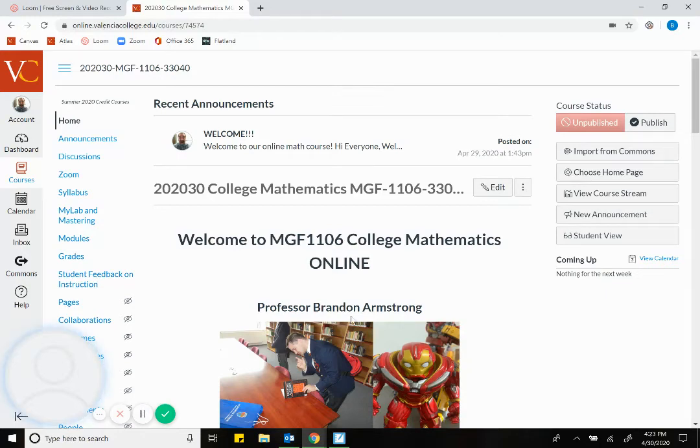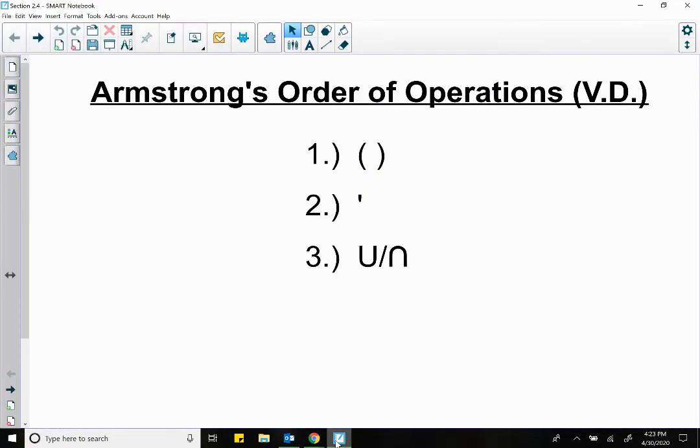Hey. So let's go ahead and get started with section 2.4. So 2.4 is a lot like 2.3. Just what's going to happen is instead of having two subsets in the Venn diagram, in other words, two circles, this time we're going to have three. But again, I provided you my order of operations right here. So let's go ahead and dive into working with three subsets in a Venn diagram.